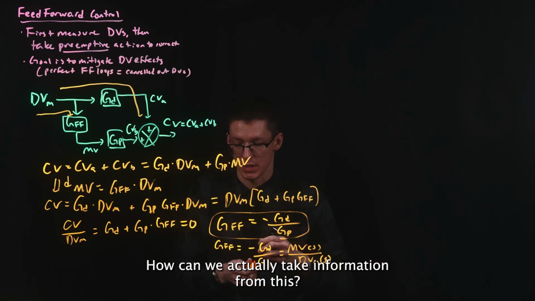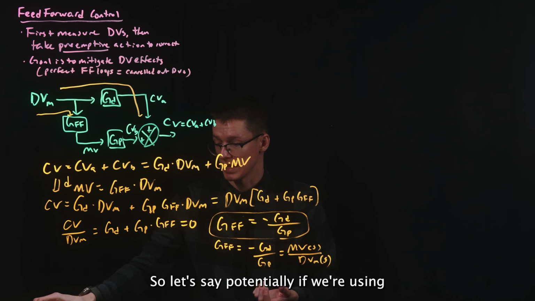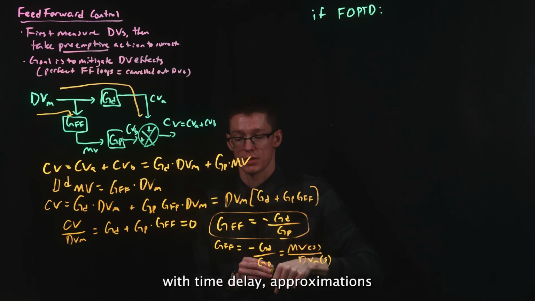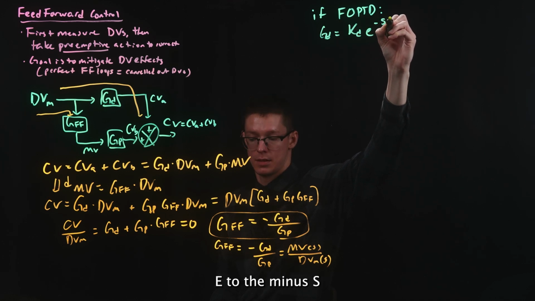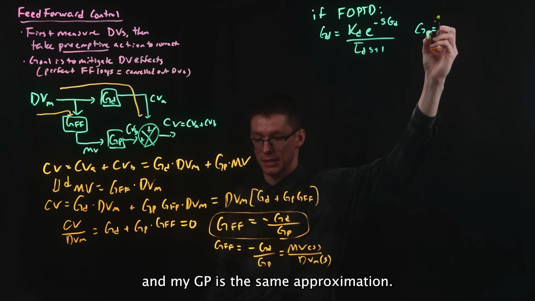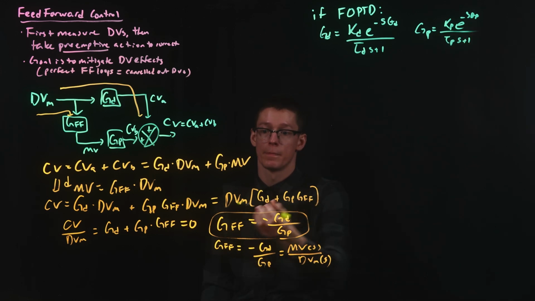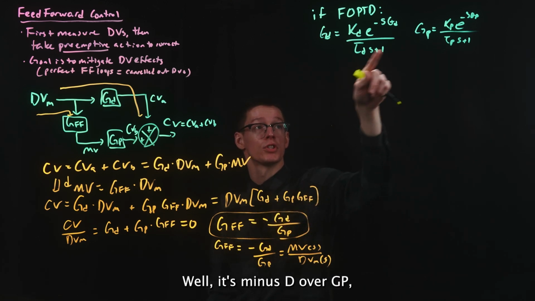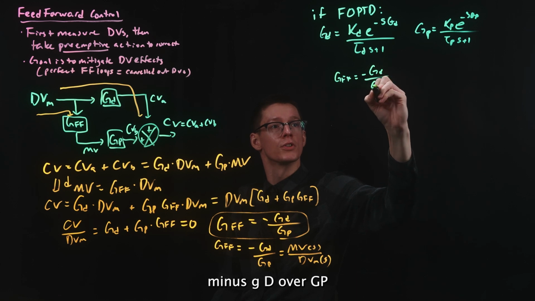And so how would we use this? How can we actually take information from this? Well, say that we actually had information about our GP and our GD here. So let's say potentially if we're using first order systems with time delay approximations, and maybe GD is KD e to the minus S theta D over TD S plus 1, and my GP is the same approximation, so KP e to the minus S theta P over TP S plus 1. Let's solve for the system and learn more about the feed-forward controller that we would need based on these two transfer functions.